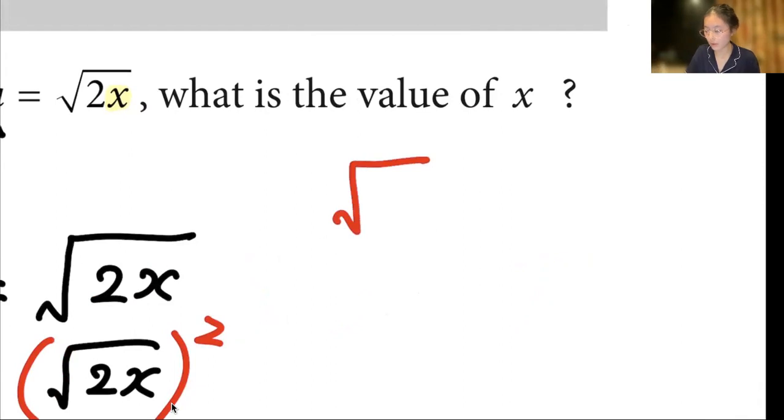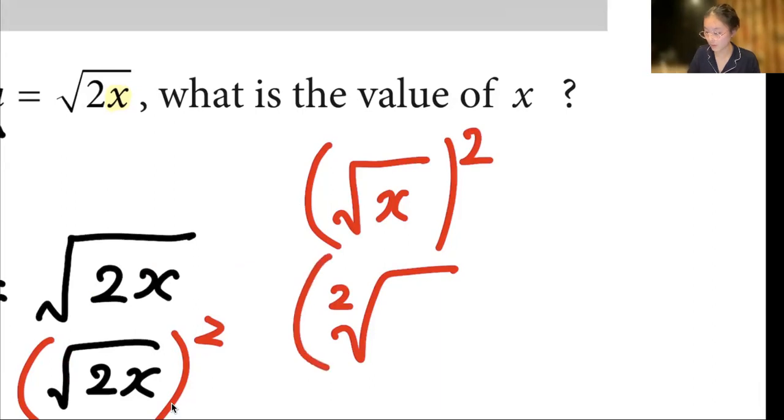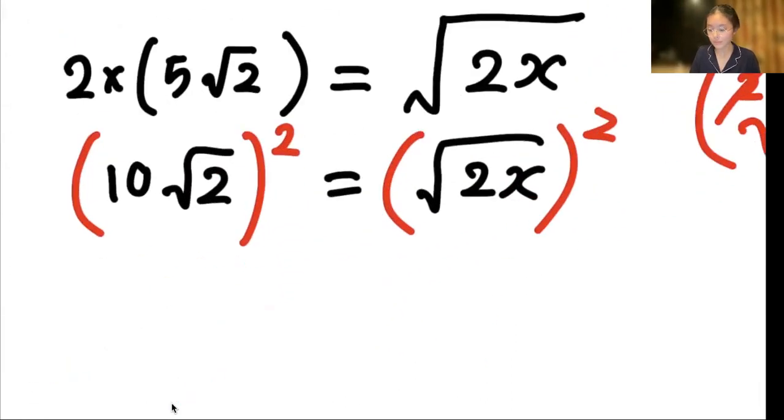So in order to get rid of a square root, you would power it, power 2, because this square root actually has a little invisible 2, and you just want to cancel that out and get rid of the square root, just like that. So what this is going to do is that it's going to get rid of the square root right here. So it's going to be 2x on that side.